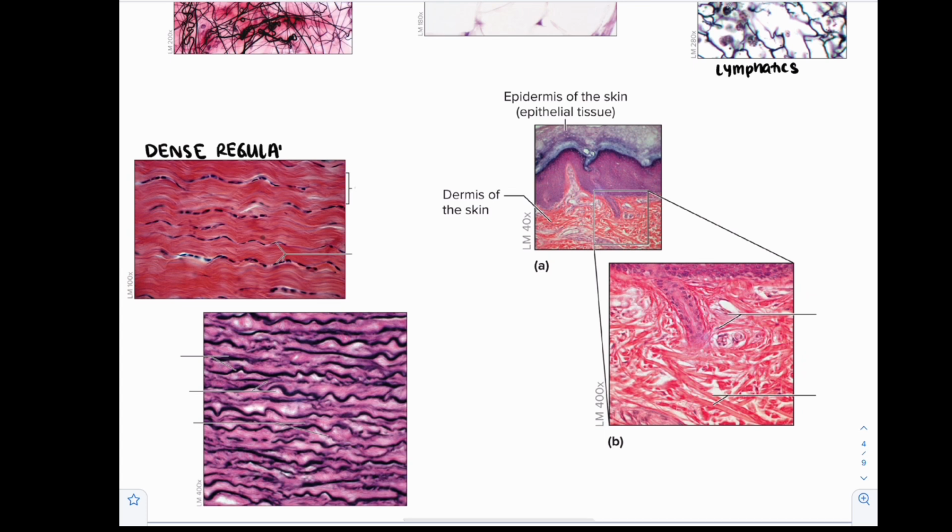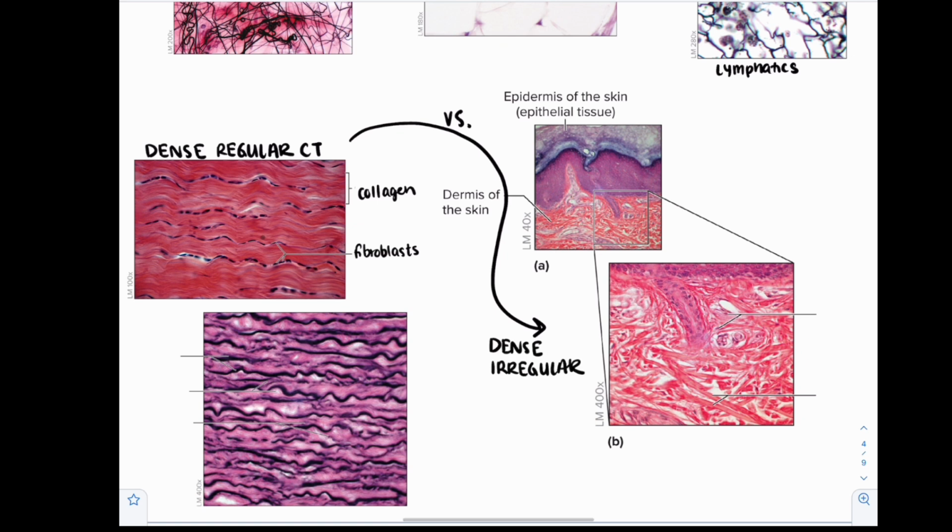Dense regular connective tissue is primarily parallel collagen fibers with a few elastic fibers and a few fibroblasts. This is the type that makes up tendons and ligaments. Dense regular connective tissue is the Marie Kondo to the kindergarten classroom that is dense irregular connective tissue. Dense irregular looks like a conglomeration, just basically a mess, with mostly collagen fibers and some elastic fibers. This type usually makes up joint capsules.